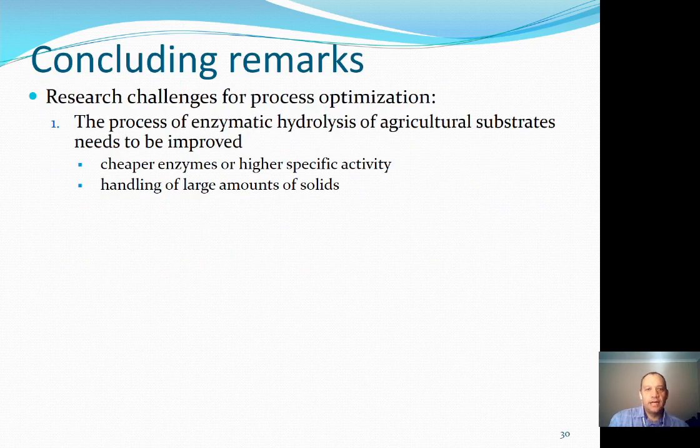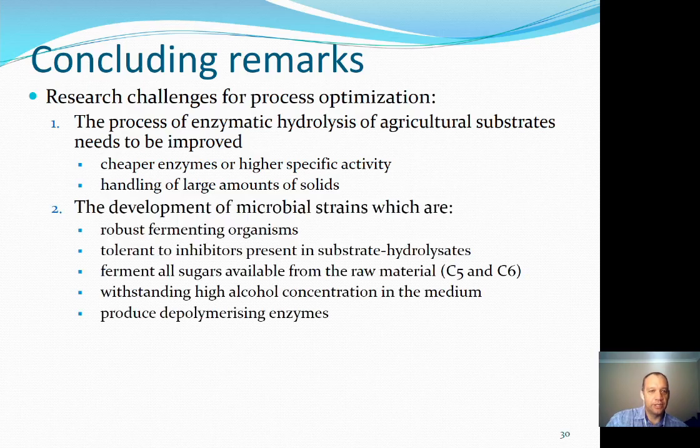Okay, finally then, some concluding remarks for this article. I think it's clear that there's still a lot of research challenges for process optimization. The process of enzymatic hydrolysis of agricultural substrates still needs to be improved. We need cheaper enzymes or enzymes with higher specific activity. We need to be able to handle a larger amount of solids in our fermentations, and we need these enzymes to be efficient at these higher solids loadings.